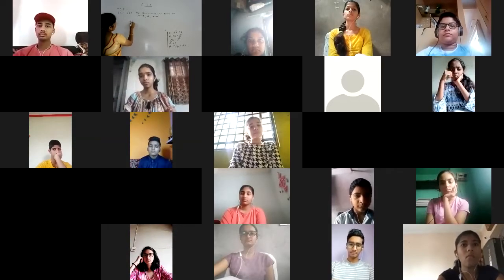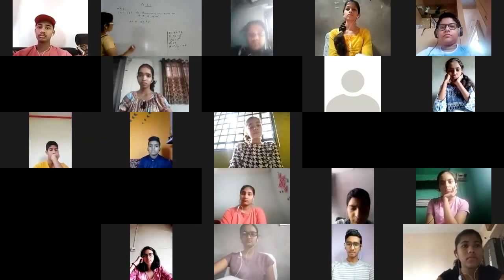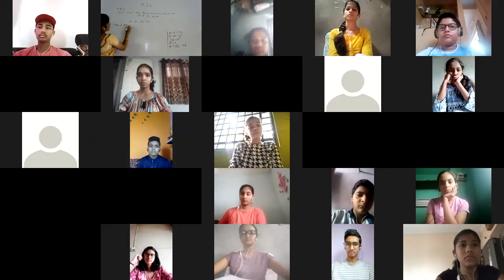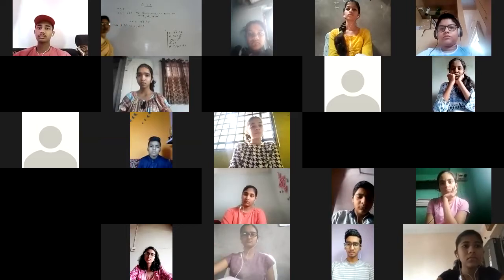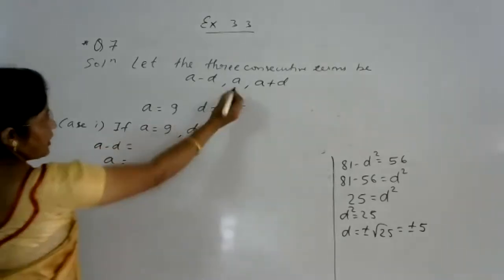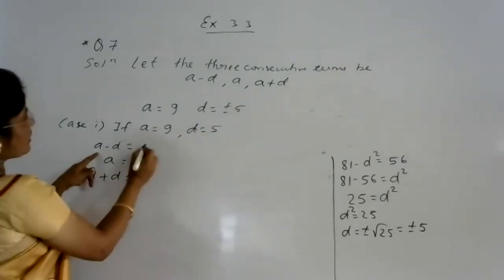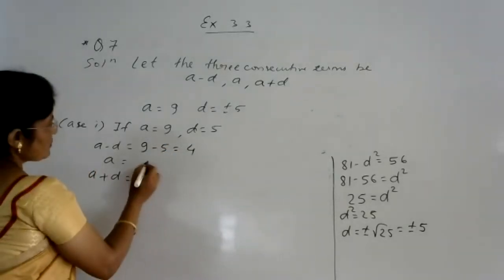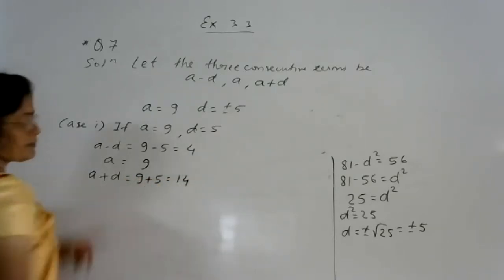So A's value is 9, B's value is plus or minus 5. So you are getting two cases here. Case 1, if A is equal to 9 and D is equal to 5. What are the three consecutive terms? Three consecutive terms are A minus D, A, A plus D. So A minus D, put the value of A here, 9 minus 5 is 4. A's value 9, A plus D, 9 plus 5, that is 14.